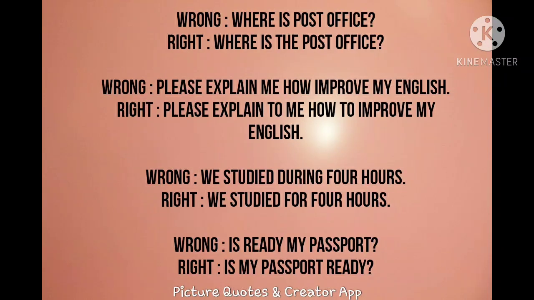Look at the next sentence, where is post office? So we all know that the definite article the is used to give specific details about something. When we give specific details in a sentence, we use the before a noun or pronoun. Here, look at that, where is the post office? The should be used because we are particularly mentioning the place, post office.